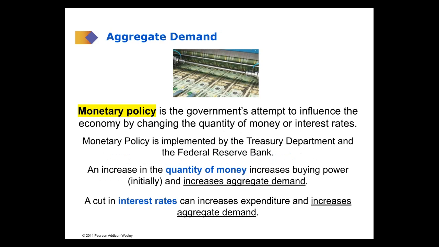Now, monetary policy is when the government attempts to use the quantity of money as a way of achieving macroeconomic objectives. So they might use interest rates or the amount of money that's in circulation as a way of trying to increase the buying power. So if there's more money in circulation, then at least initially, there will be an increase in aggregate demand. And similarly, if interest rates are lower, businesses can borrow and make investments, and so that will translate into an increase in aggregate demand. So monetary policy can affect aggregate demand as well.